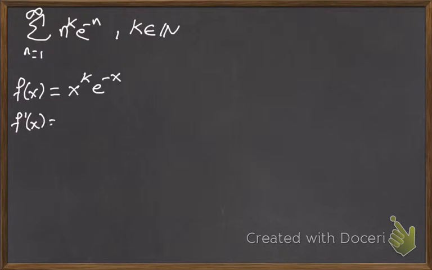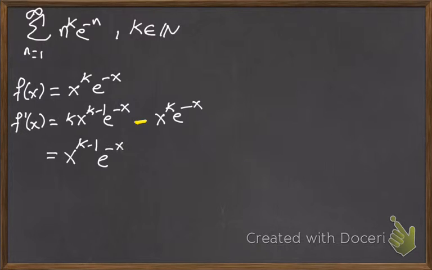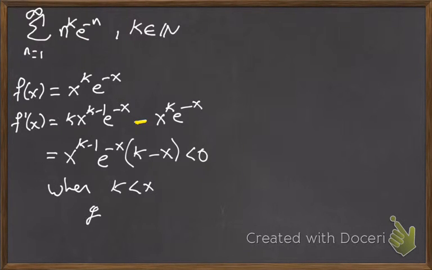And then we'll go ahead and take the derivative. It's a product rule, so k x to the k minus 1 e to the minus x, and then we'll have x to the k, and then e to the minus x times negative 1 by the chain rule, so we put the minus sign in right there. We can factor out an x to the k minus 1 and an e to the minus x, and so what we have left is k minus x, and we're interested in when this is less than 0. Again, x to the k minus 1 and e to the minus x are going to be positive on 1 to infinity, and so k minus x is less than 0 when k is less than x. So that's going to be good enough.